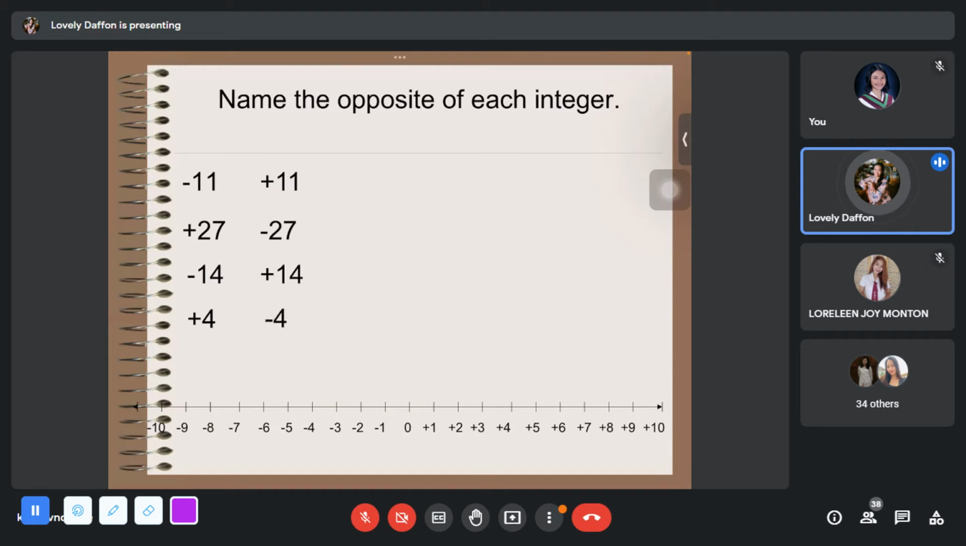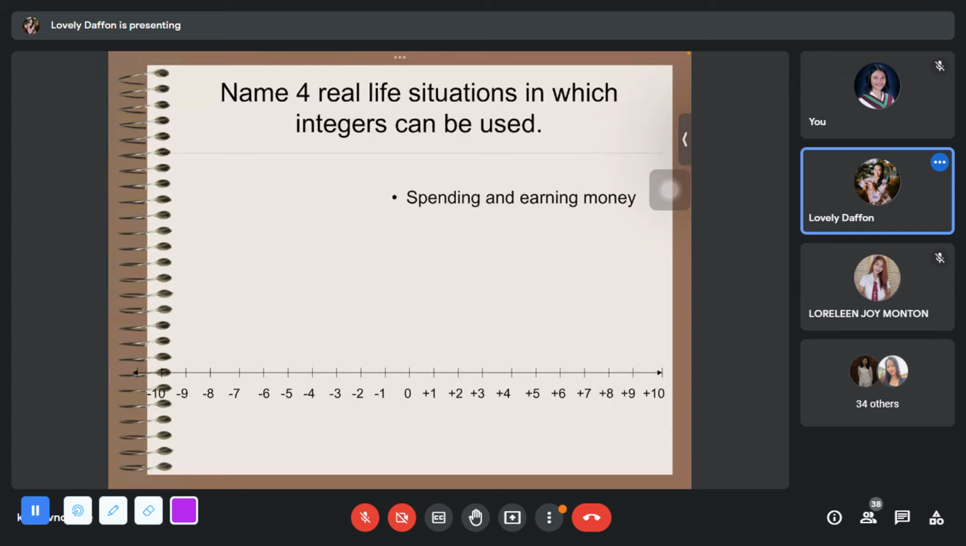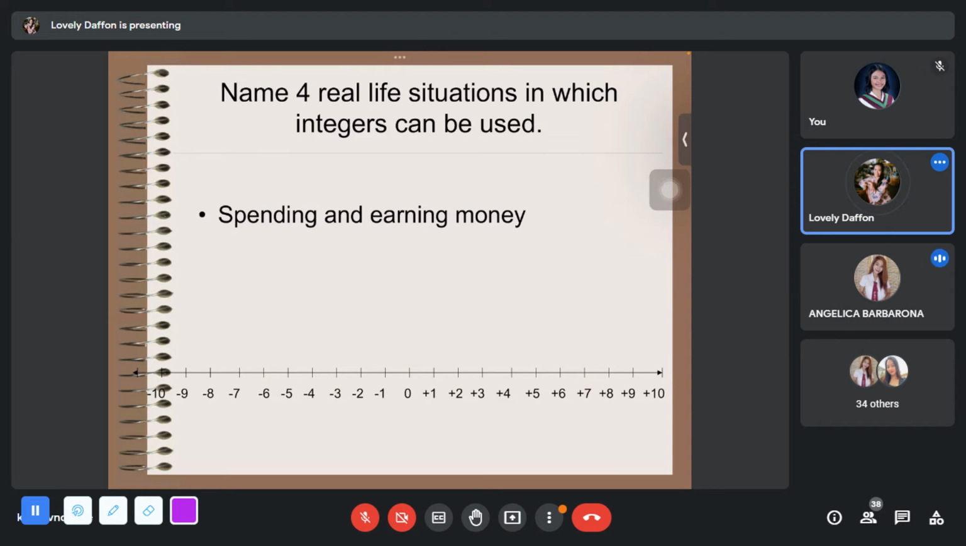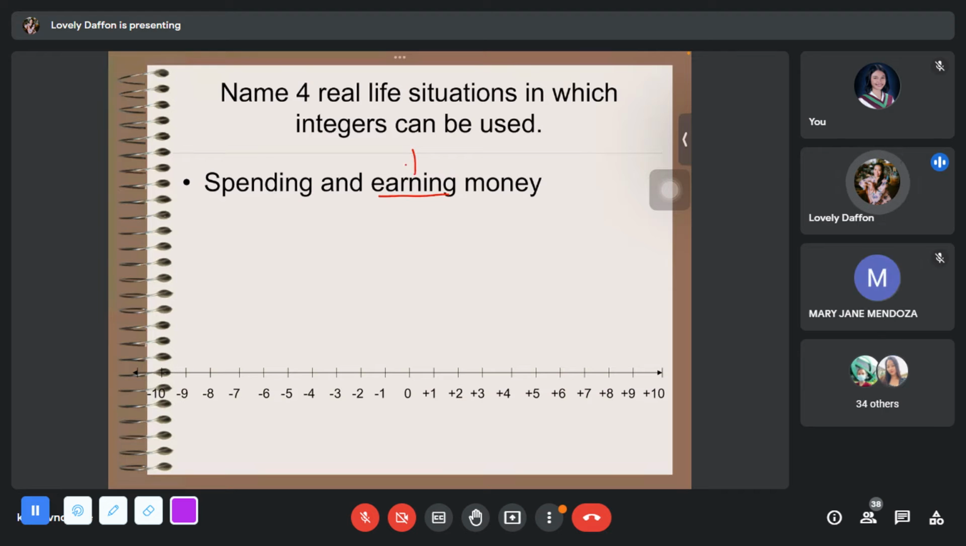Name 4 real situations in which integers can be used. Spending and earning money. Sige daw. Spending and earning money. Which of the two, spending and earning, will gain plus and which will have minus? Asa man ang plus diri, ang earning or spending? Earning, ma'am. We have the earning. So, earning, kana plus na siya and this will be minus kasi nagastos man ka.